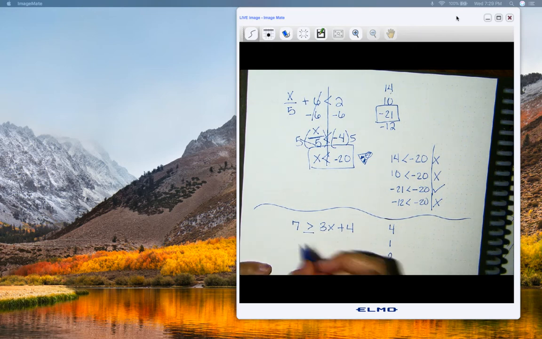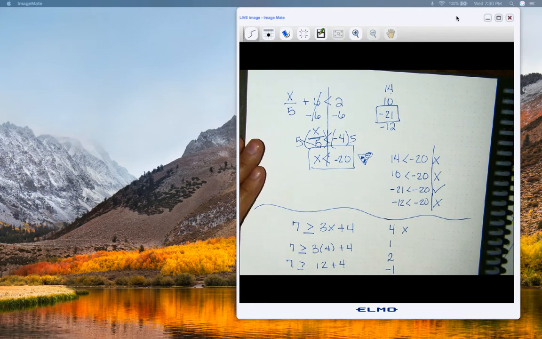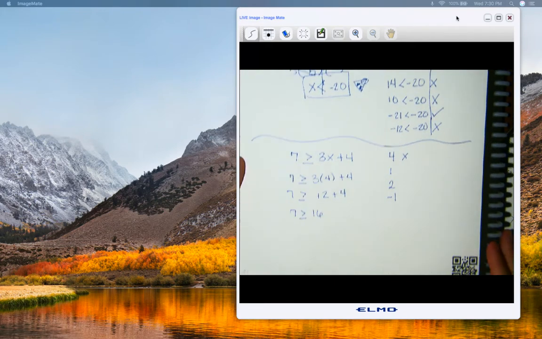So the first one says 7 greater than or equal to 3 times 4 plus 4. 3 times 4 is 12. Bring everything else down. 12 plus 4 is 16. So is 7 greater than or equal to 16? It is not. So that solution did not work. Then we would plug in another one. Oh, sorry about that, guys.